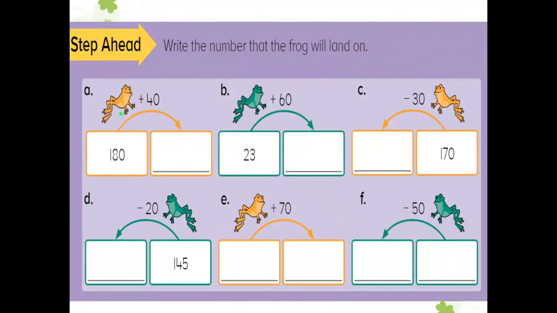Now, for Step Ahead, write the number that the frog will land on. Okay, so letter A, we have here 180 plus 40 is 220.